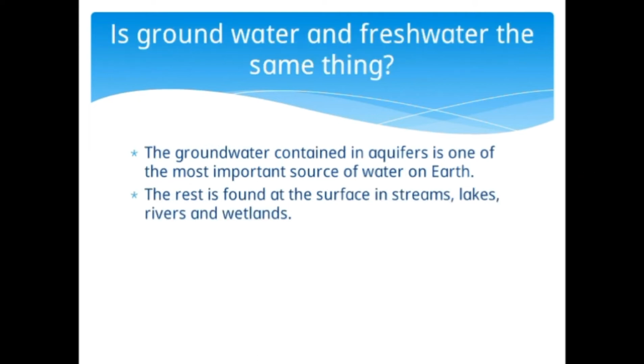Are groundwater and fresh water the same thing? Yes. The groundwater contained in aquifers is one of the most important sources of water on Earth. The rest is found at the surface in streams, lakes, rivers, and wetlands. So, about 30% of our liquid fresh water is groundwater, according to the National Oceanic and Atmospheric Administration.